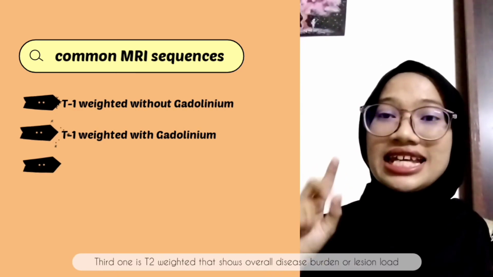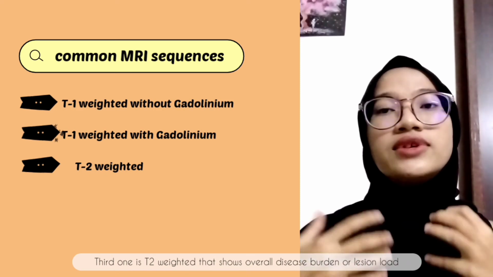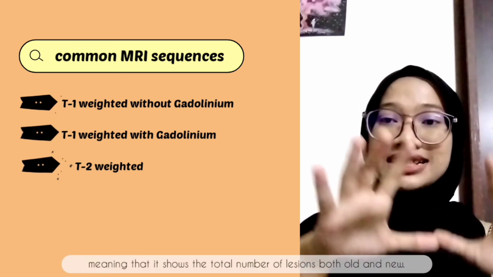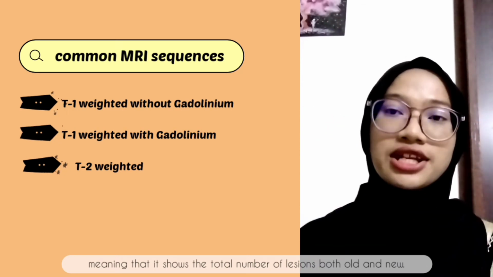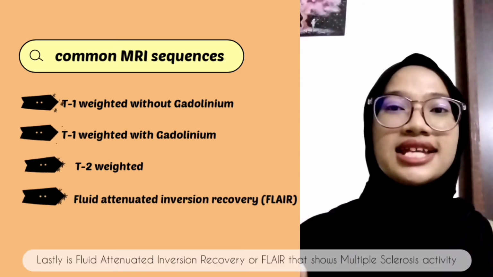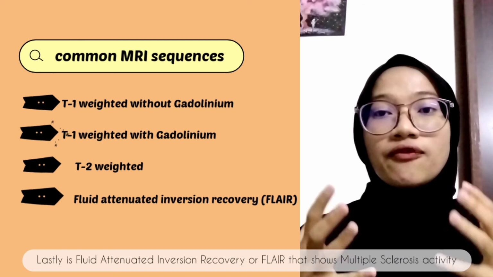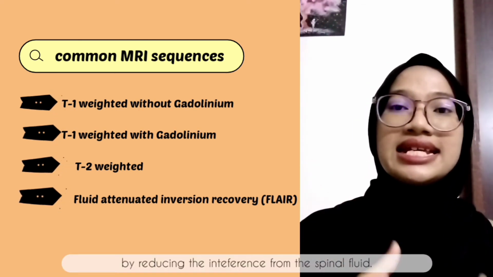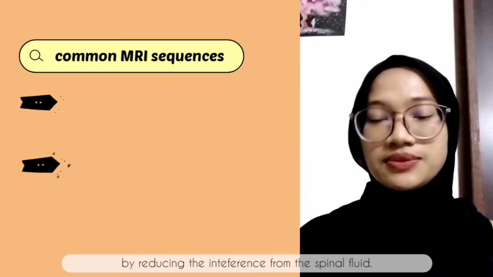Third one is T2 weighted, that shows overall disease burden or lesion load, meaning that it shows the total number of lesions, both old and new. Lastly is fluid attenuated inversion recovery, or FLAIR, that shows multiple sclerosis activity by reducing interference from the spinal fluid.